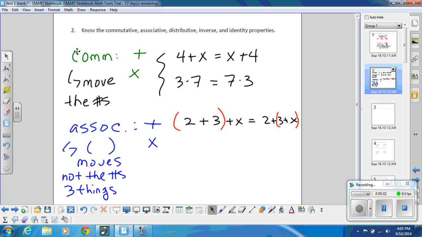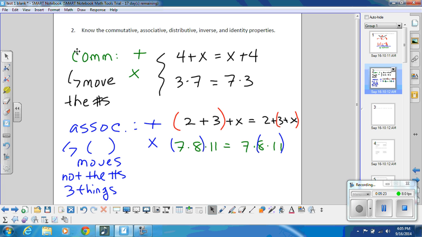Let's look at one for multiplication. If you had, and I did an x there, so I could do like 7 times 8 times 11 is equal to 7 times 8 times 11. And watch this: the parentheses goes from here to there. That's the associative property, okay?